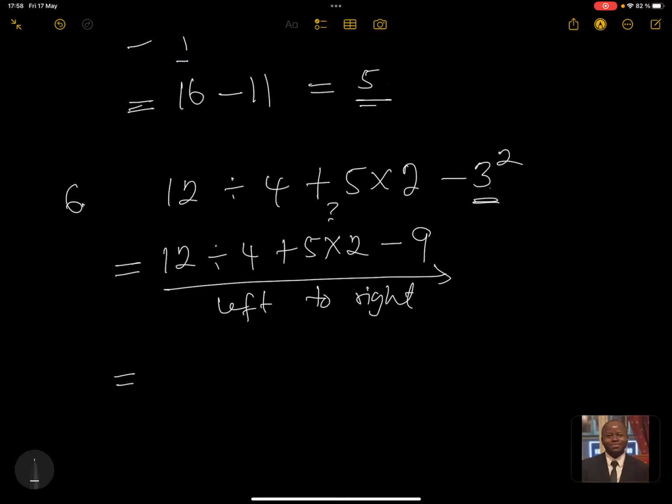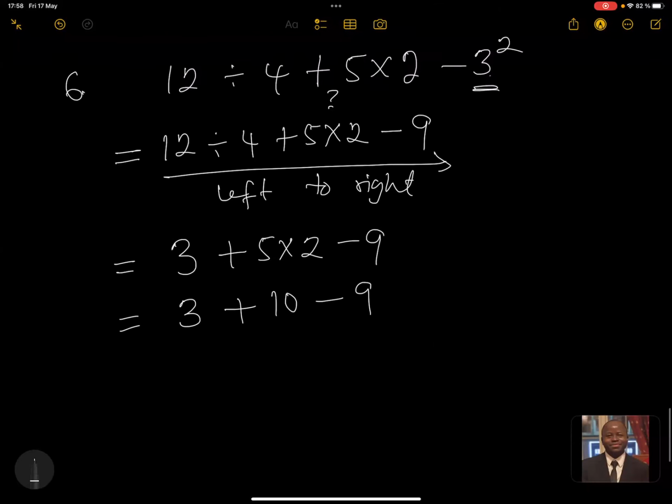So this one will now be 12 divided by 4. And that is what? 3 plus 5 times 2 minus 9. We have 3 plus, now multiplication is the next thing. 5 times 2, 10 minus 9. Again, addition and subtraction are at the same level. The one that takes the lead will be the one I see when I'm coming from left to right. I can see addition first. So I'm going to have 3 plus 10, 13, 13 minus 9. What is 13 minus 9? I get 4. Is that correct, everybody?